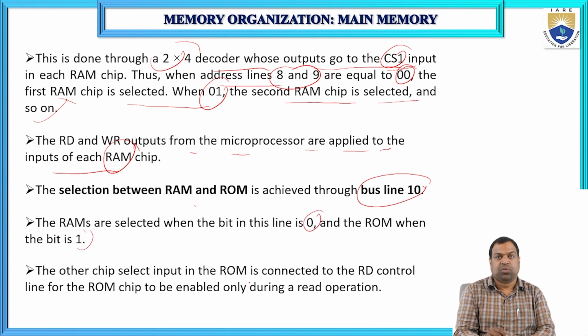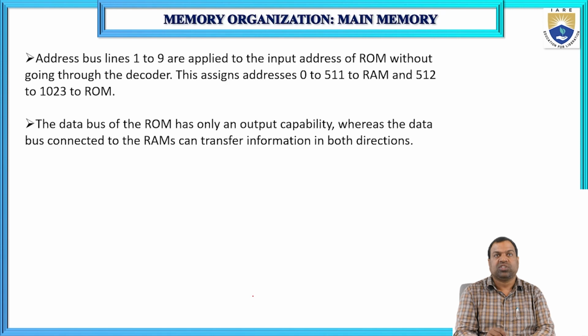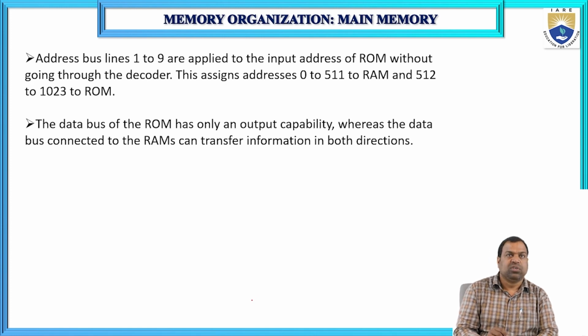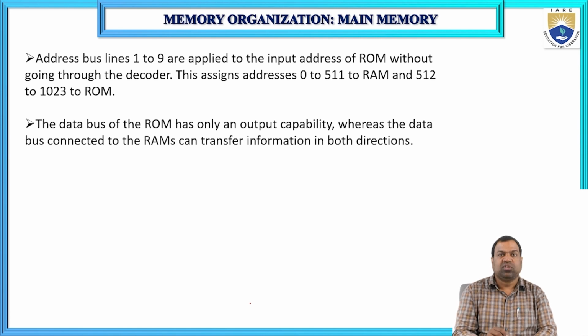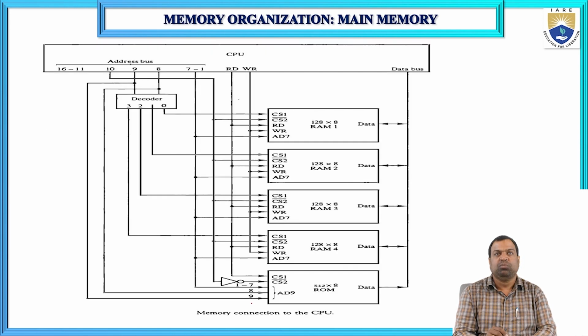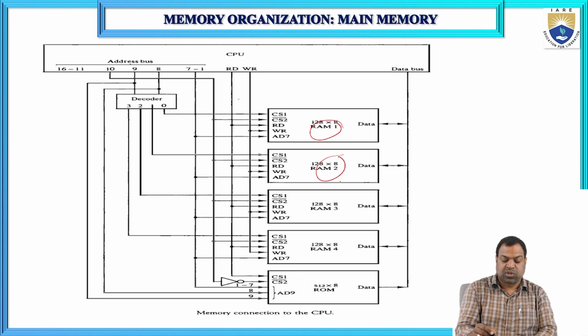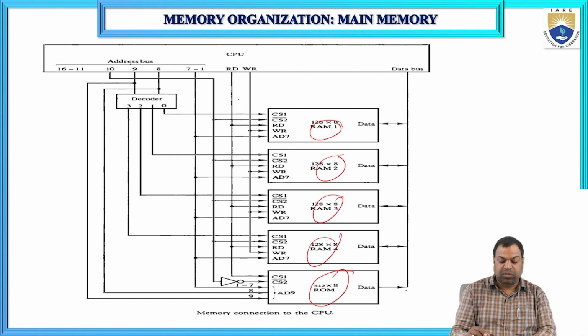The other chip select input of the ROM is connected to the read control line, and the ROM chip is enabled during a read operation. And address lines 1 to 9 are applied to the input address of the ROM, assigning addresses 0 to 512 to RAM and 512 to 1024 to the ROM. And the data bus of the ROM has only output capability, whereas the data bus connected to the RAM can transfer information in both directions. It is the memory connection to the CPU. Here I am taking RAM 1, RAM 2, RAM 3, RAM 4, but only ROM 1. So all are used for data transfer between the memory and CPU.